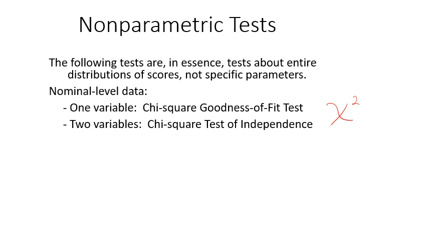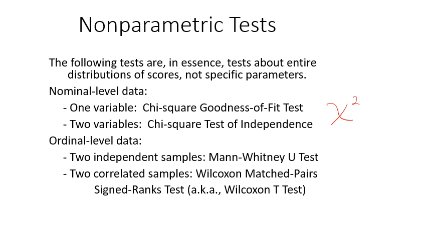Then if you've got ordinal level data, or if the assumptions are violated in interval or ratio data that you knock down to ordinal level data, for these, the non-parametric tests we do, if you've got two independent samples, you do the Mann-Whitney U, and if you've got two correlated samples, two paired samples, you do the Wilcoxon matched pairs sign rank test. Yes, that's a long line. Wilcoxon matched pairs sign rank test, also called the Wilcoxon T.